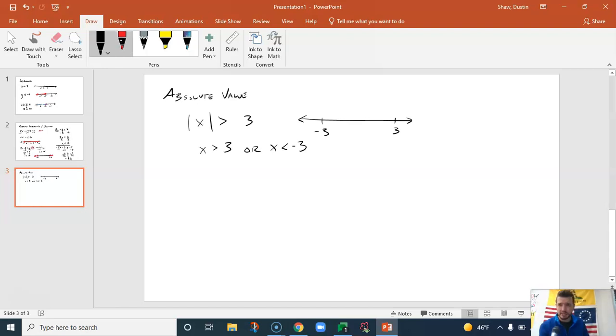Again, you don't see any, let's use my sparkly pen again. Why not? Again, there's no equal bar, so those are going to be open circles. You're going to shade this way for the negative 3. And for the greater than 3, again, open circle and shade this way.